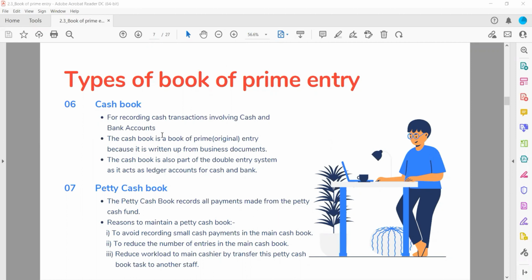Cash book is for the recording of the cash transactions involving the cash and the bank account. Sometimes we call it 2-column cash book, sometimes 3-column cash book. The cash book is a book of prime entry because it's written up from the business document. It is also part of the double entry system because it acts as a ledger account for the cash and the bank.